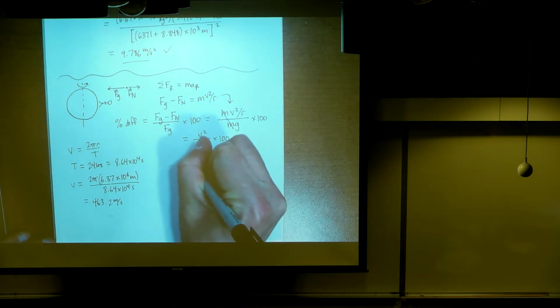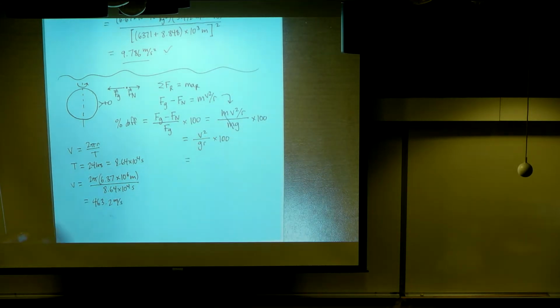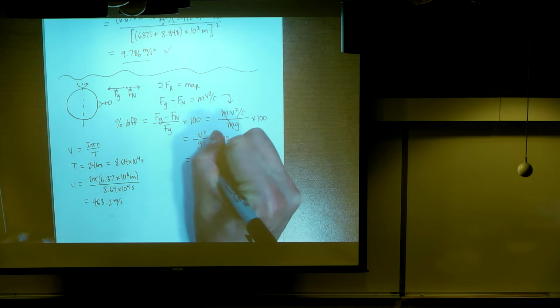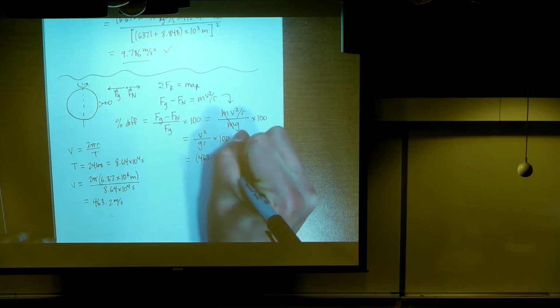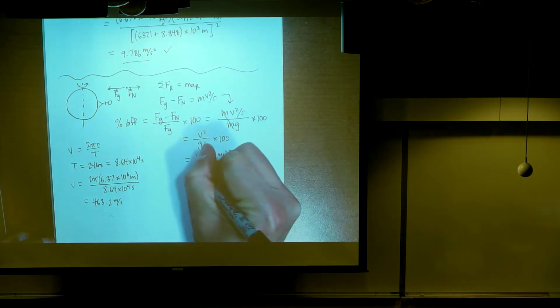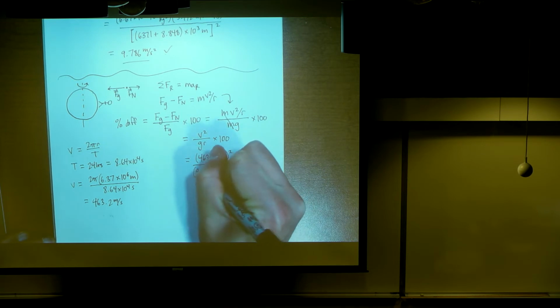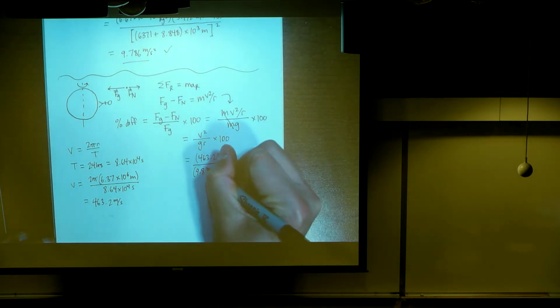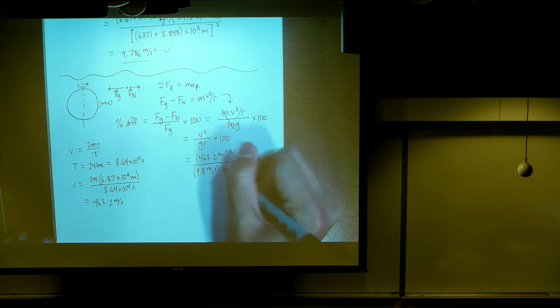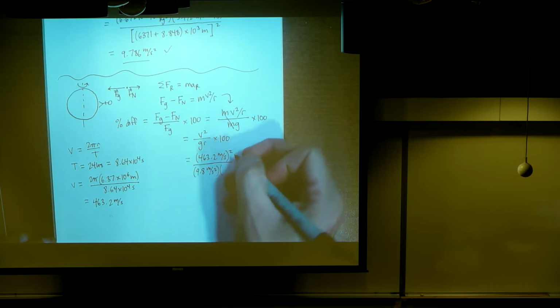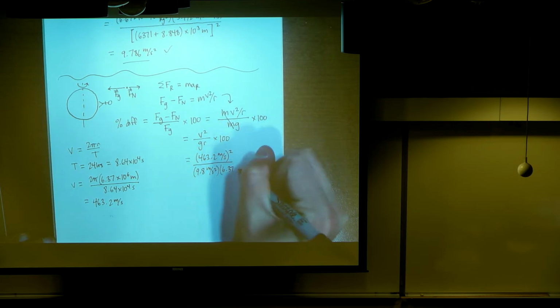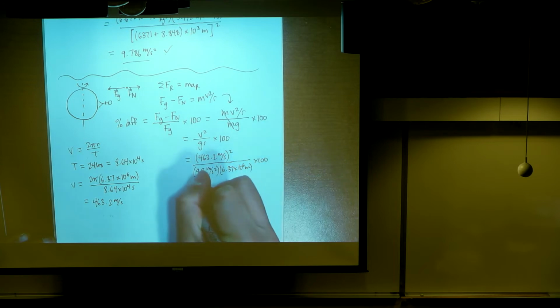So here, now we can plug everything in. V, for our percent difference, V is 463.2 meters per second. We're squaring the whole thing. G, let's just take 9.8 as the value. We're not trying to be too precise here. Meters per second squared. And then R is again 6.37 times 10 to the 6 meters. And then if you multiply that by 100, you get this percentage.